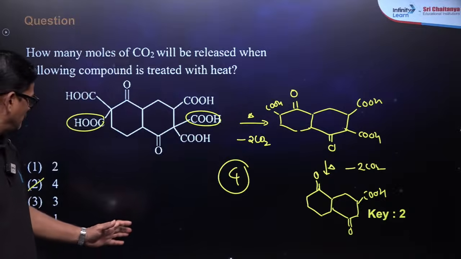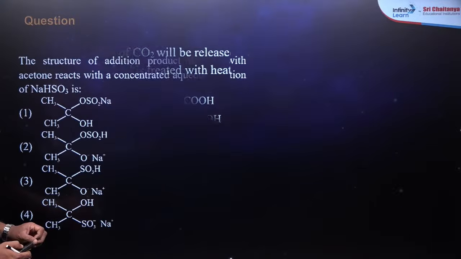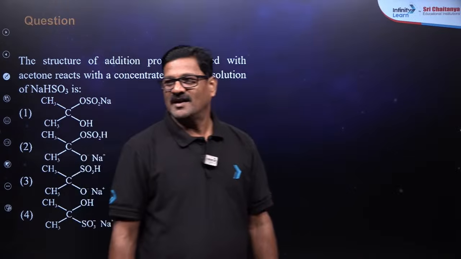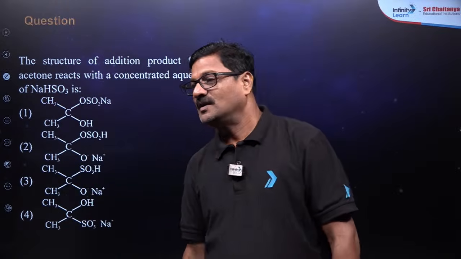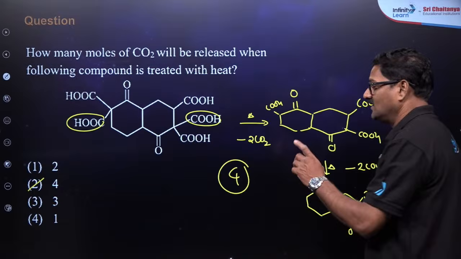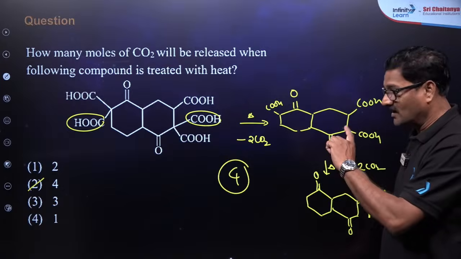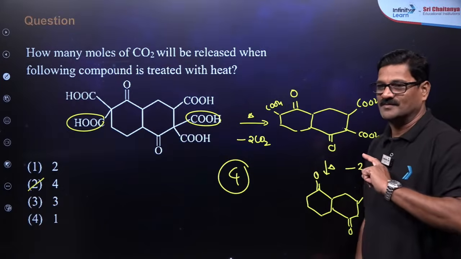What do you say, bacho? Option 2. Next, it is another super question. You said it is option 4, beta, option 4, right? So the answer is option 2.